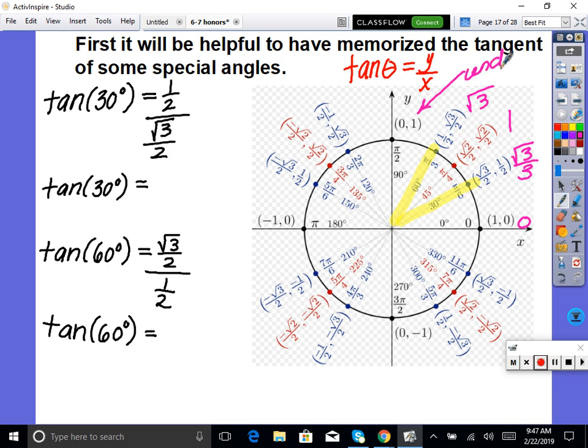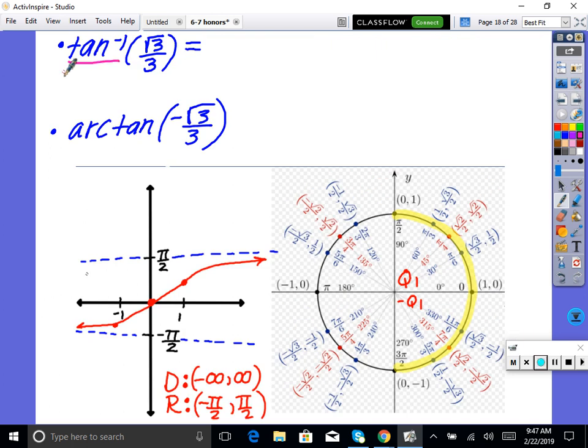So that's the no. We can't be that, which makes sense. So then this would be negative root 3 over 3 at this angle. This would be negative 1 and negative root 3, and then this is undefined. All right. Okay, let's answer that then. What angle has a tangent of root 3 over 3? 30 degrees. Agreed? Okay, good. What angle has a tangent of negative root 3 over 3? Negative 30 degrees.